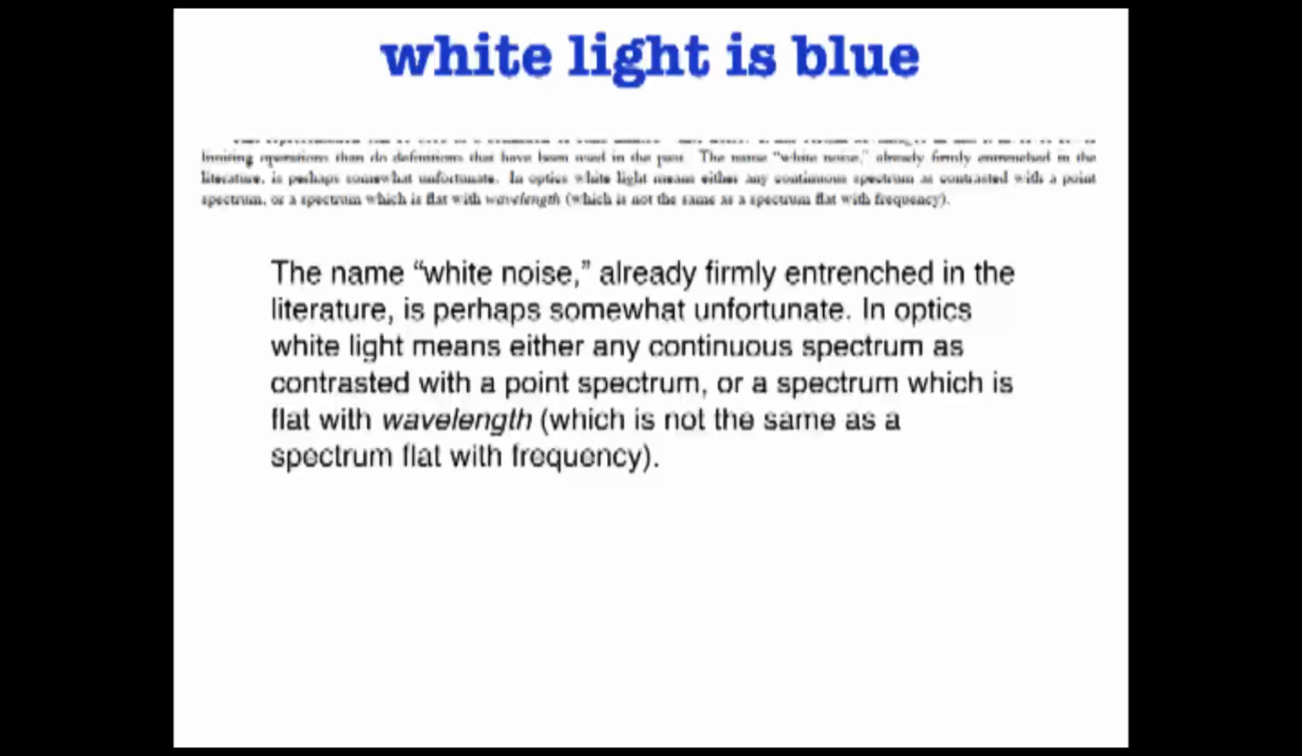I didn't know that. Well, that sounds pretty striking, that anything that has certain bandwidth would be white light, because certainly it's not going to look white. Or a spectrum which is flat with a wavelength, which is really what we understand as white light. And then he says, which by the way is not the same as a spectrum flat with frequency. And that's the title of the slide here, white light is blue. Okay? Because if we think of white light as being flat in frequency, which is what we understand white noise to be, then you're going to have a higher spectral content in higher frequencies.